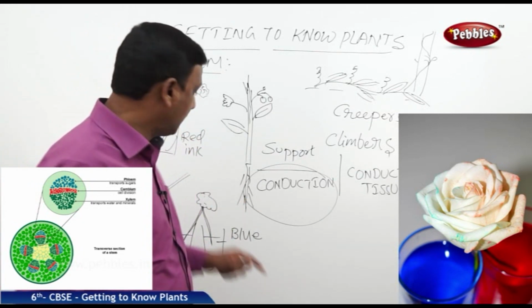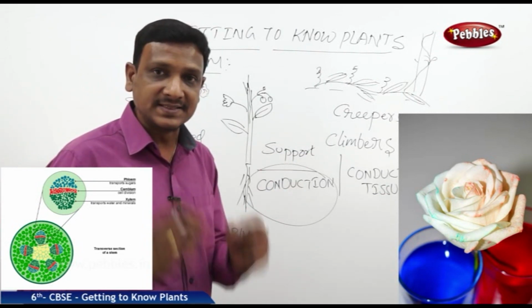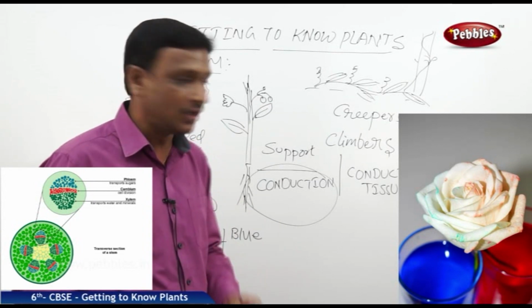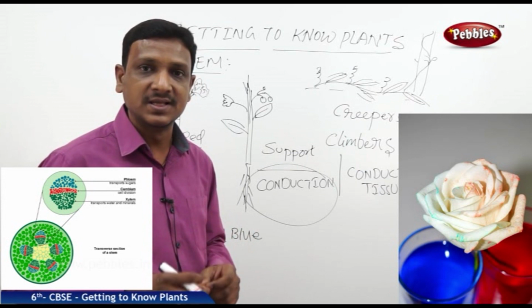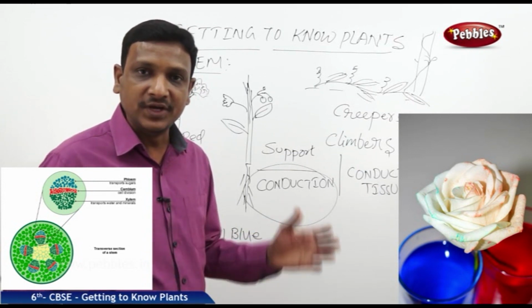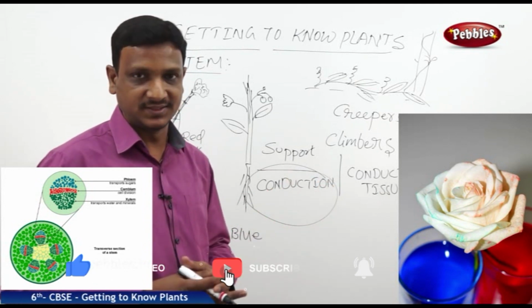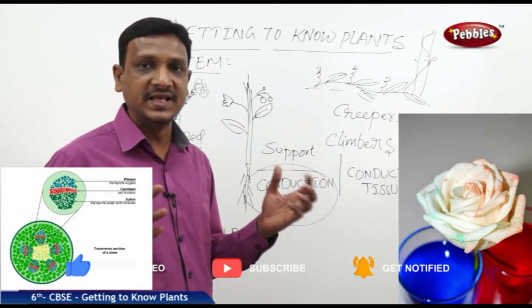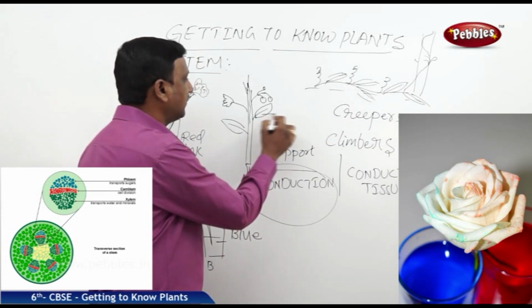So both the colors appear in the flower. So by this you can conclude that the stem performs the function of conduction. Stem has got some special pipelines called vessels, which conduct the water and minerals to different parts of the plant. Right, that's all about the stem.